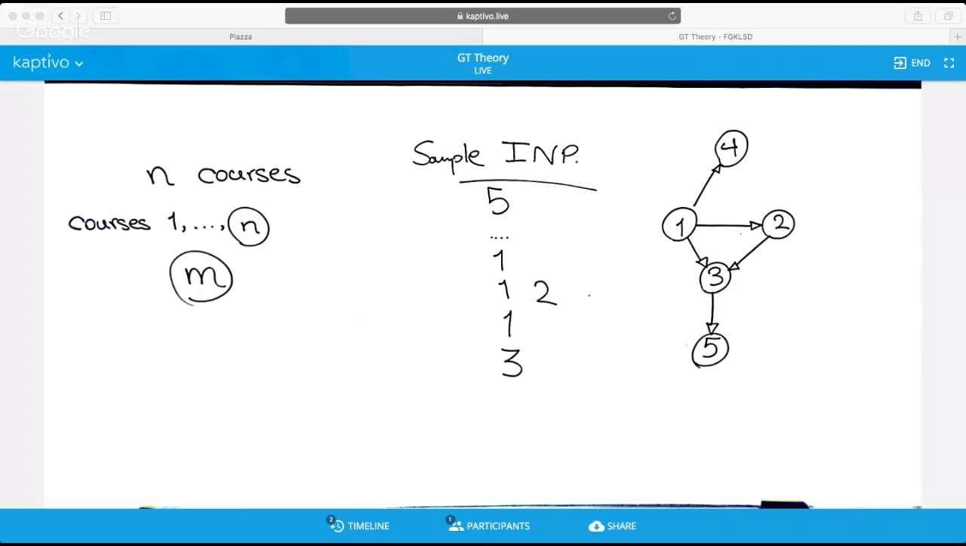Someone just asked, can we have more than one dependency for a course? Yes. For example, in this example, we have course 3 requires both course 1 and 2 to be taken before that.